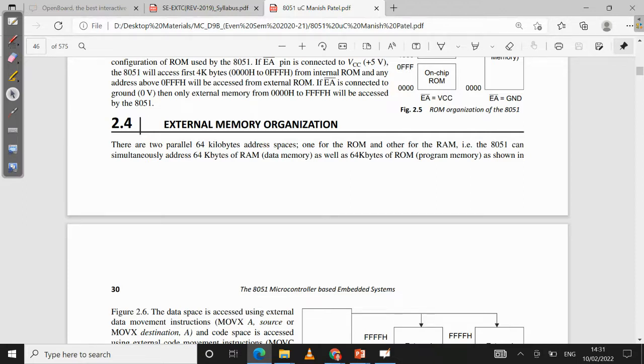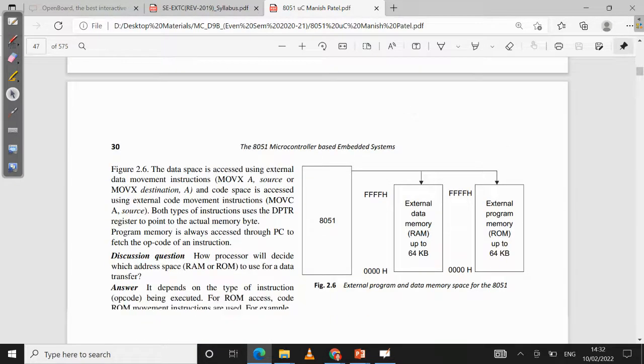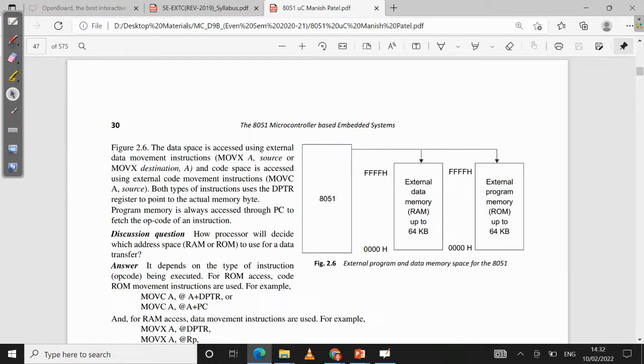I think you have written the heading as external memory organization. We are going to understand the concept by using this figure. Now, I want everyone to pay attention. This is a very important concept.